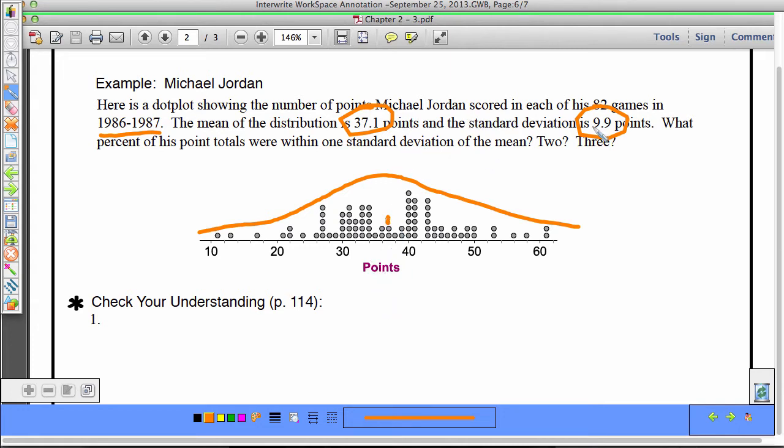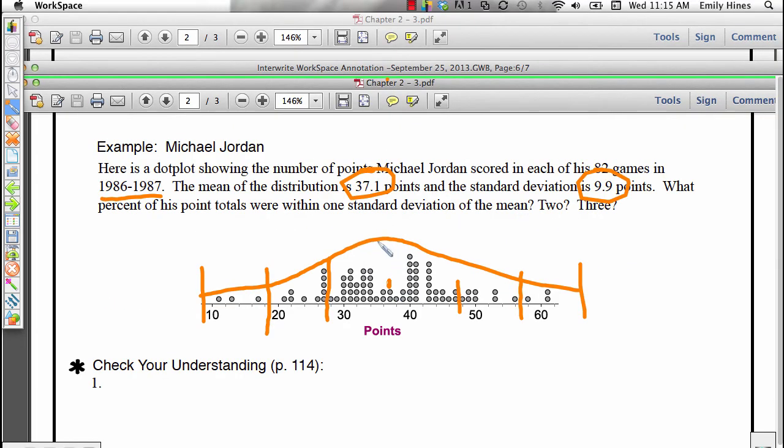If I add 9.9 to it, it would be right around in here. Add 9.9 to that, it would be right around in here. So this is 1 standard deviation, 2 standard deviations. If I add 9.9 again, 3 standard deviations would be off my chart. Okay, so if I go backwards, minus 1 standard deviation would put me about here. If I said this, 37.1 minus 9.9. 2 standard deviations would put me right about here. 3 standard deviations would put me down here.